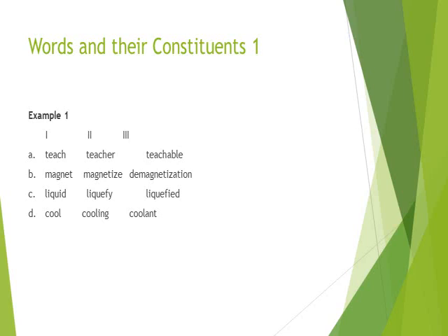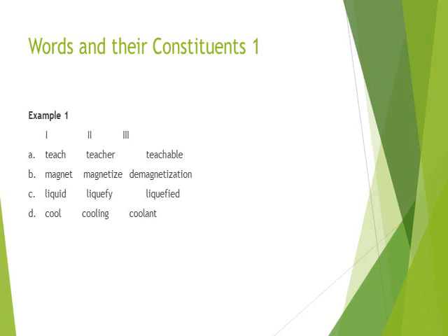We're going to look at these 3 columns. Under the first column, we have the words teach, magnet, liquid, and cool. In the second column, we have teacher, magnetize, liquefy, and cooling. And in the third column, we have teachable, demagnetization, liquefied, and coolant.